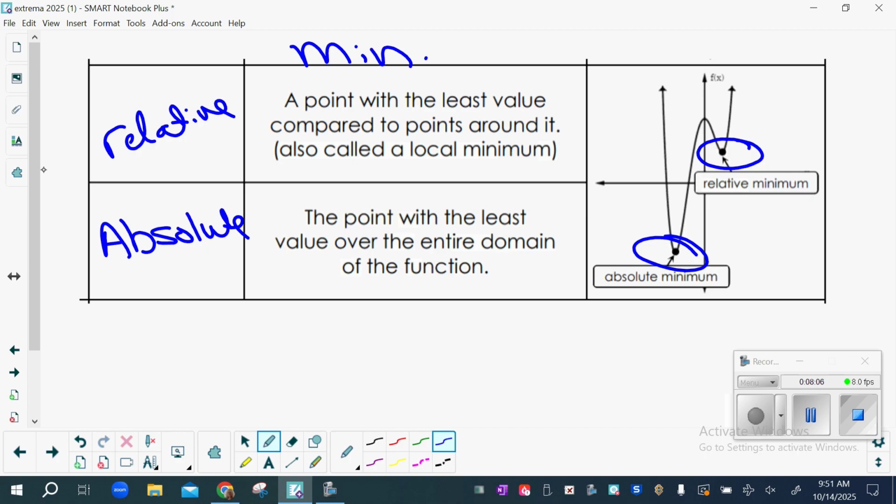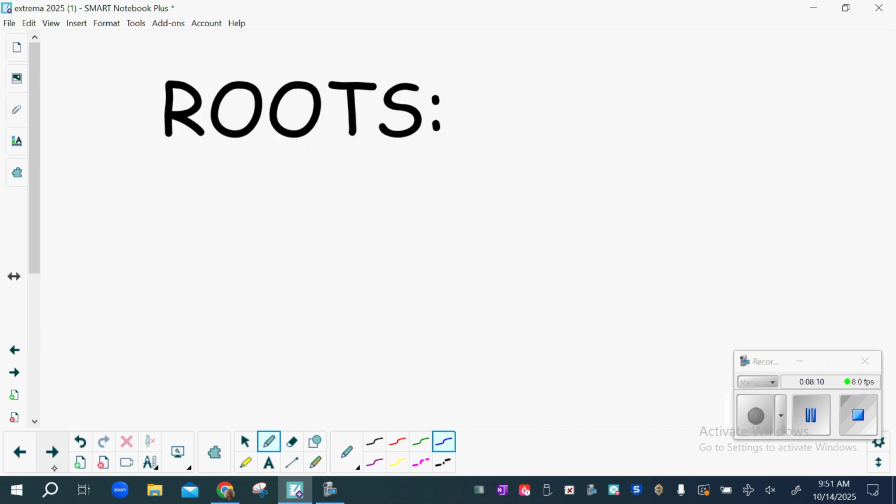So there's one last thing to learn, and then I'm going to shut up, and we're going to try 2 examples, and then you're going to work on your homework, and it's going to be easy. The last critical point that we want to talk about are roots. And you guys already know this, so write this down.